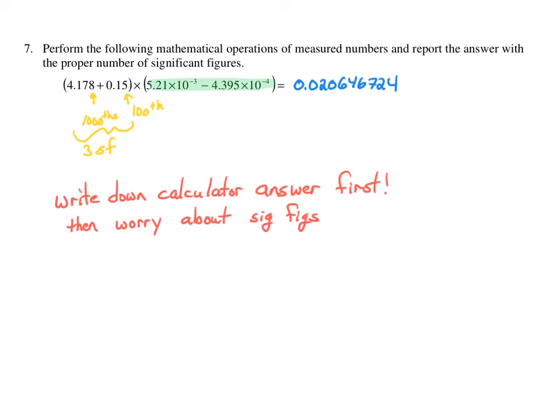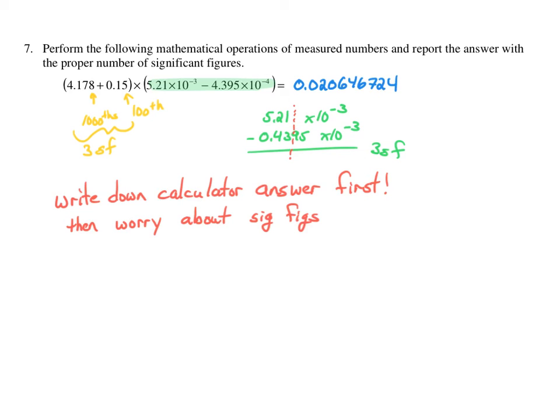For this part, we want to rewrite the subtraction, making sure that each of these has the same power of 10. The result is that we can go out to the hundredths place, which means that this number is also going to have 3 sig figs.